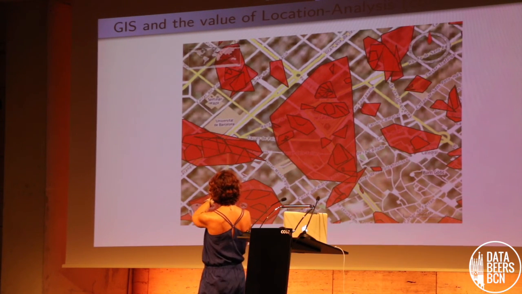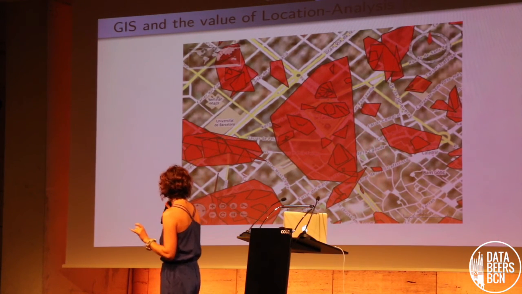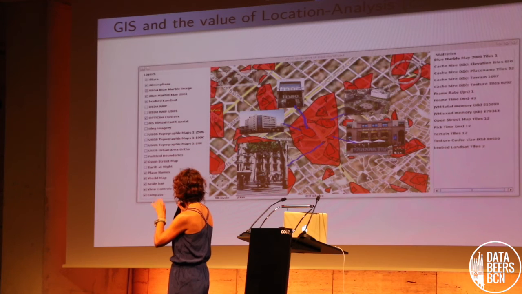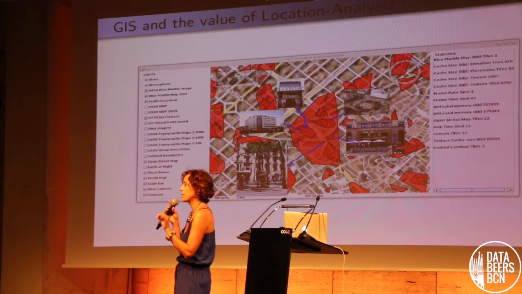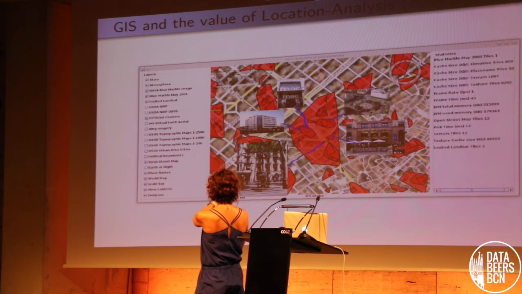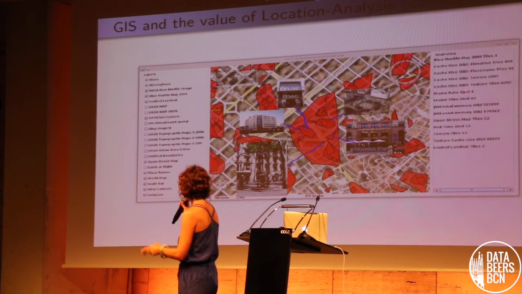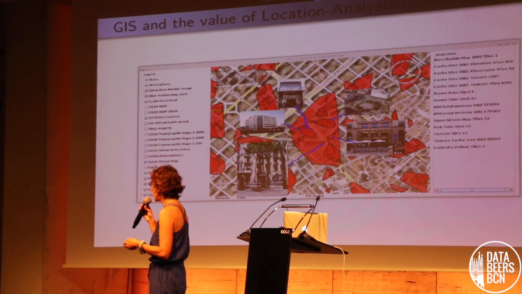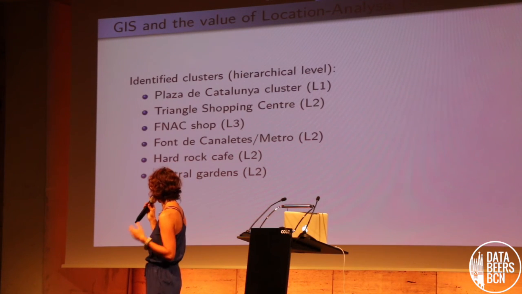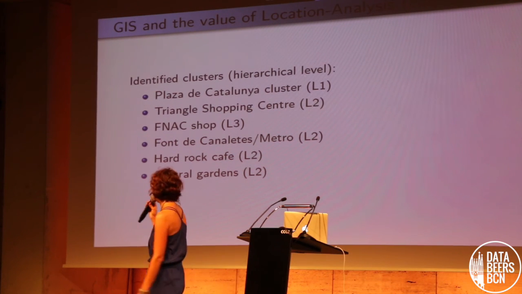You can see this cluster I call Plaza Catalunya. And within it, you can see many smaller clusters. For instance, on the top left side, you can see the cluster that is formed by the Triangle Shopping Center. And within this cluster, we have another cluster, which is the Fnac shop. And then you can also see the Hard Rock Cafe and the metro station exit, and so on. In the next slide, you will see a list of the identified clusters along with their hierarchical level. And you can see that you have all these different levels of detail provided by the algorithm.